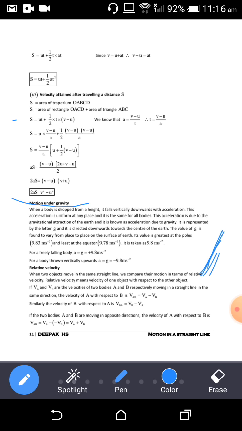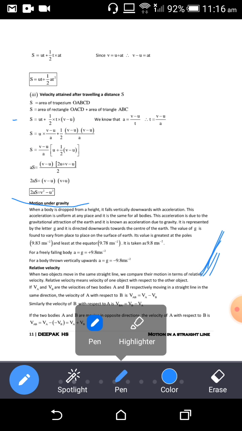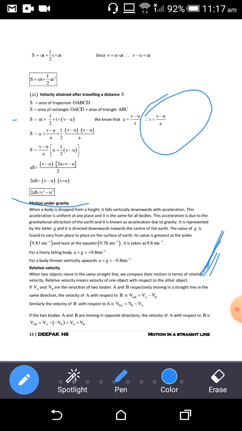So now, as we know, the same thing we are going to take area of the trapezium, and we are going to express that in terms of rectangle plus triangle. So the first step remains the same, that is S is equal to UT plus half into T into V minus U. So now what we are going to do here is we are going to take the value of A as we know that A is equal to V minus U divided by T, right? So now the T can be written as T is equal to V minus U divided by A. So hence wherever we have T in this equation, we are going to substitute the value of T as V minus U divided by A. So substituting that, you are going to get this equation here.